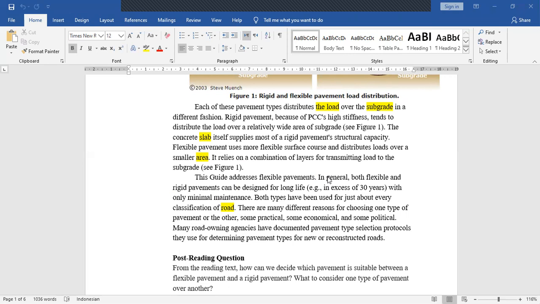There are many different reasons for choosing one type of pavement or the other. Some practical, some economical, and some political. Many road-owning agencies have documented pavement type selection protocols they use for determining pavement type for new or reconstructed roads.